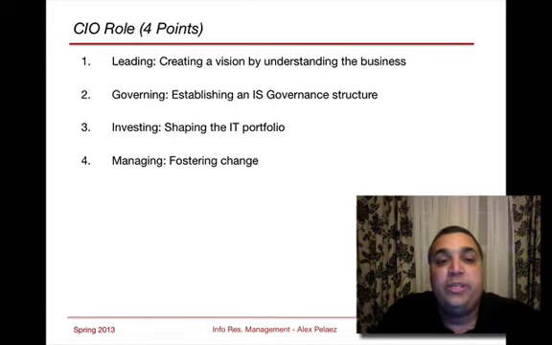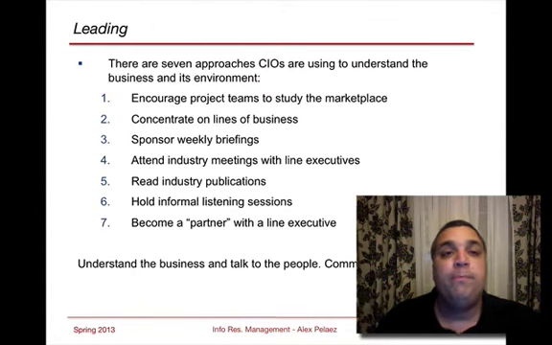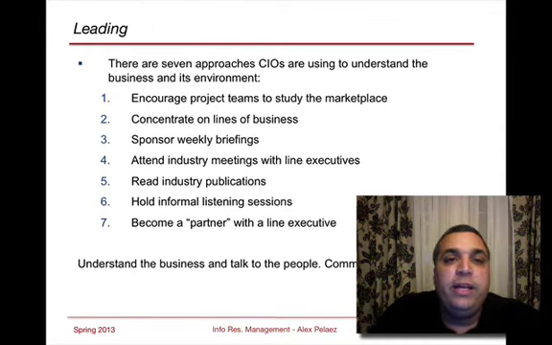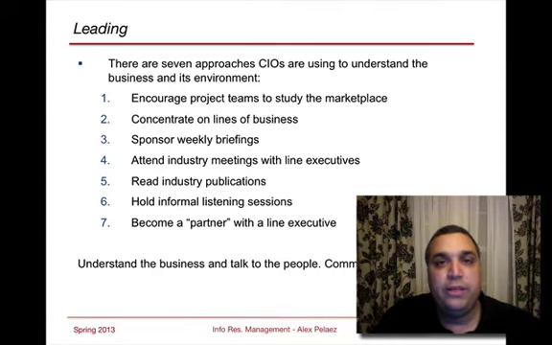As well as managing and fostering change, ensuring that what we do today we can continue to do, and that we can continue to foster the change needed within the organizations. A lot of times the technical groups are very, very resistant to change, and that itself is a problem. So within leading, there are 7 approaches that they can take. Basically, for CIOs to lead, they have to get people to go in the direction that they need to go without just forcing them to do so.